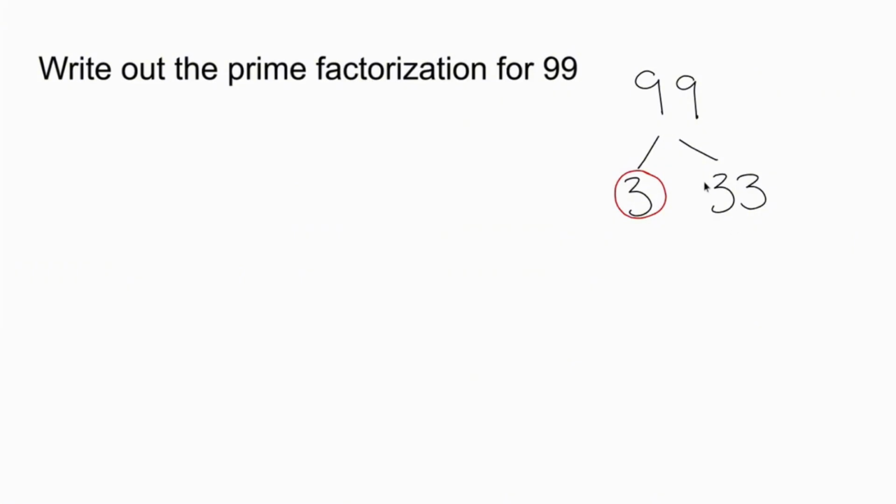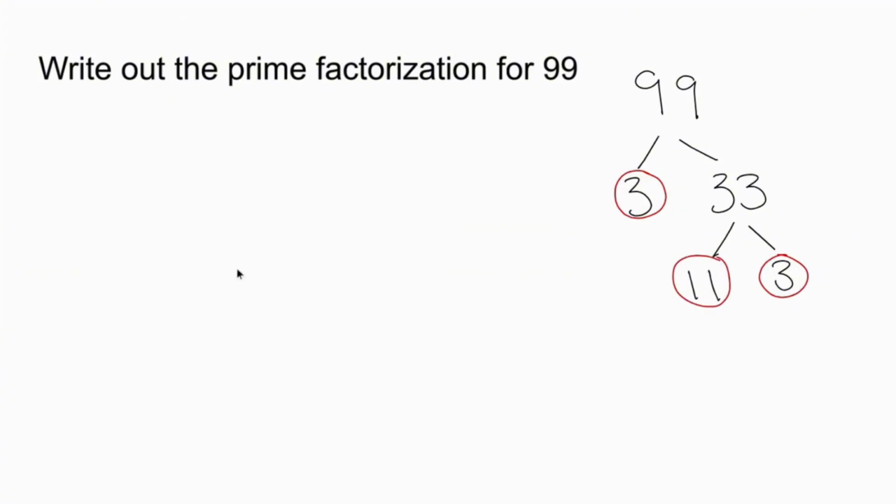Think of two numbers that are not 1 and 33 that multiply out to 33. How about 11 and 3? Now, if any of these numbers are prime, circle them. Well, I already know 3 is prime, but you know what? 11 is prime too.